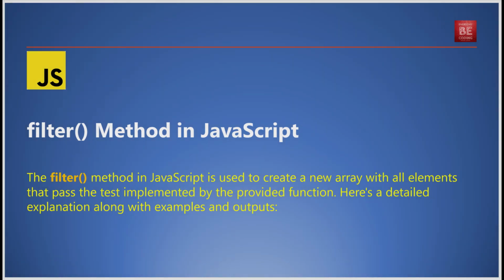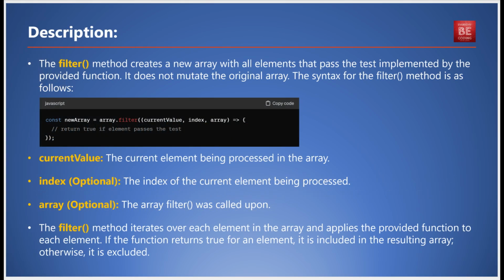Have you ever wondered how to filter out elements from an array in JavaScript? Well, the filter method is a powerful tool that can help you do just that. The filter method in JavaScript creates a new array with all elements that pass the test implemented by the provided function. It does not change the original array. The syntax for the filter method looks like this.